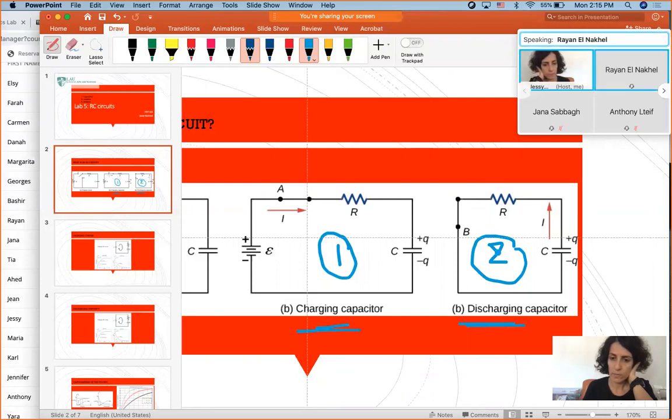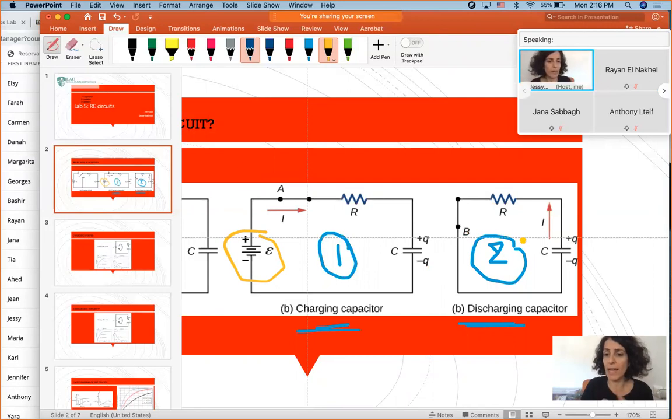In circuit 1, we have a power source, a battery. In circuit 2, we don't. Yeah, it's very simple. We have a battery, so the capacitor charges itself. We don't have a battery, so the capacitor cannot charge itself, and basically it will empty itself.